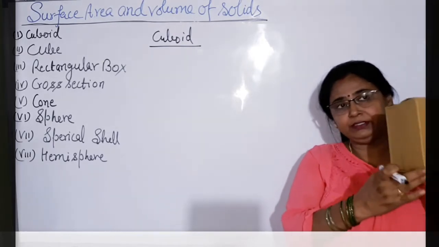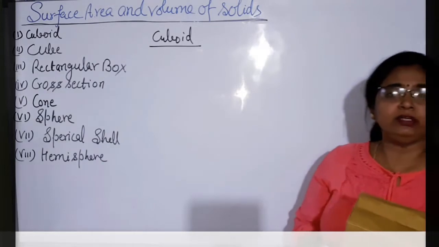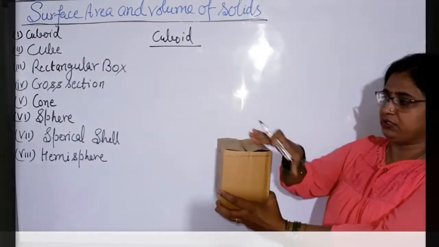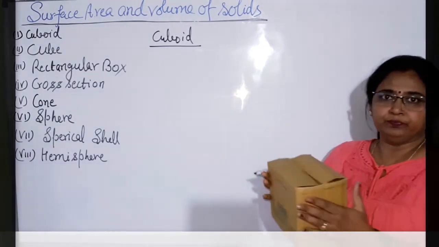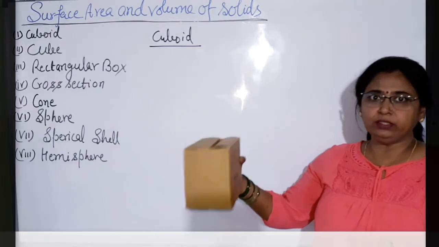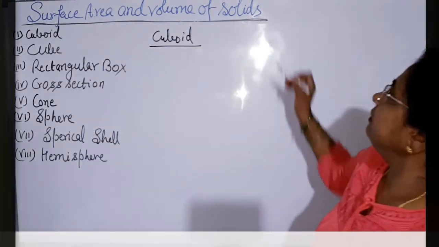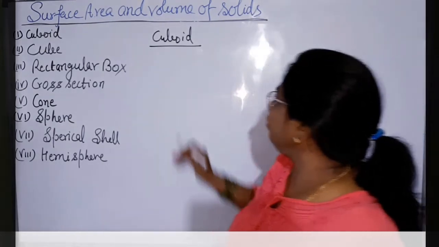Length, breadth and height are three dimensions. And the space occupied by a solid is called volume. And the first solid is cuboid.